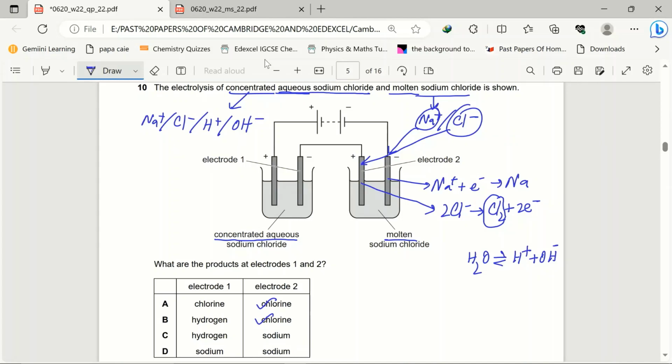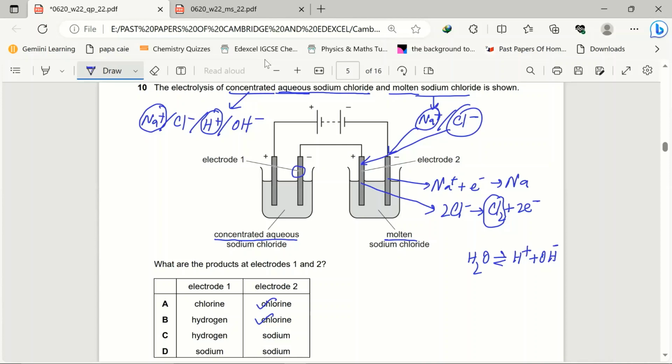For the concentrated solution, they're asking for the negative electrode. So we are just finding the negative electrode. At the negative electrode, we know positively charged ions will go. We have 2 positively charged ions here, sodium ion and hydrogen ion. From sodium ion and hydrogen ion, which will go? We know metals which are above hydrogen in the reactivity series. I'm saying again, metals which are above hydrogen in the reactivity series.